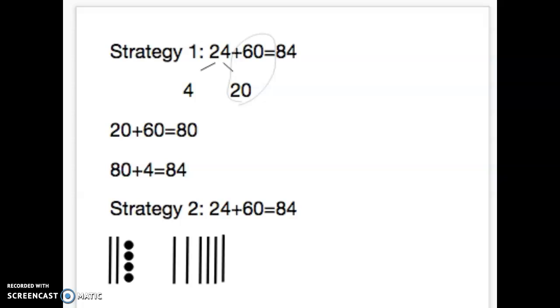The number bond would say 24 plus 60. I decompose 24 into 20 and 4. Notice again how I put my 20 with my 60. Because 20 plus 60 equals 80, I have 4 ones left. 80 plus 4 equals 84. Strategy 2 is 2 tens and 4 ones plus 6 tens, which gives you 24 plus 60 equals 84.